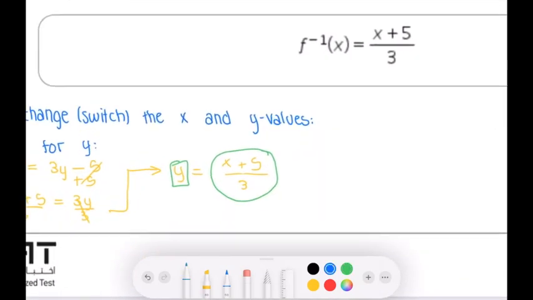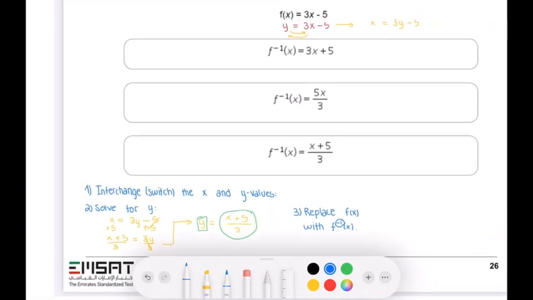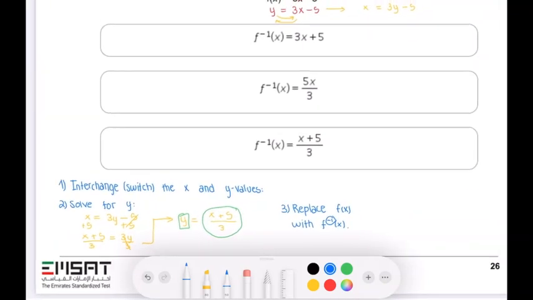So step number 3 is to just replace f of x with f inverse of x. This represents inverse. So what would be the right answer? It's not the first one, it's not the second one, it is the last one. So the last one is the right answer.